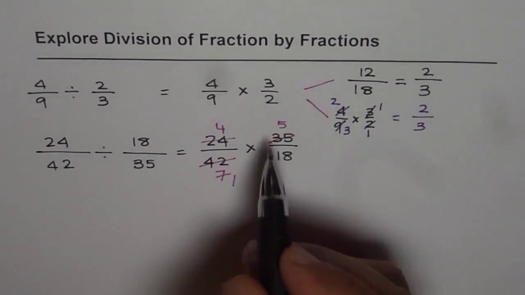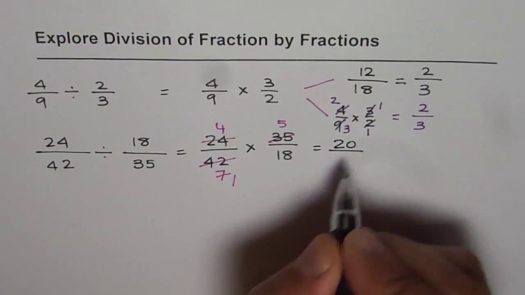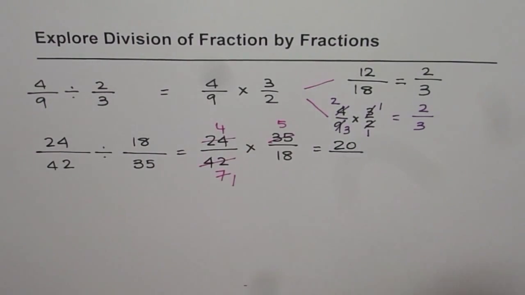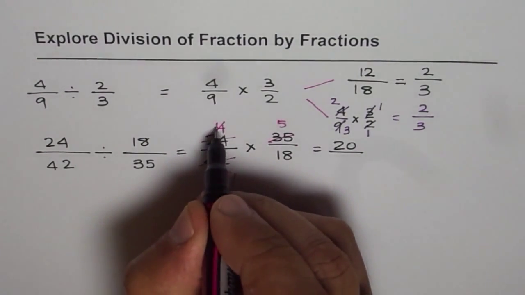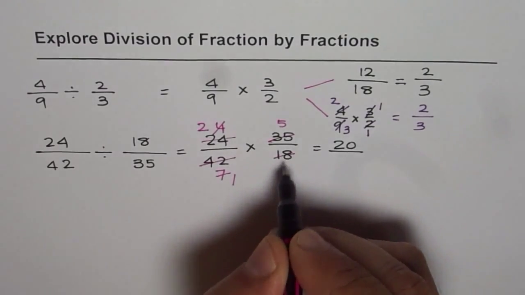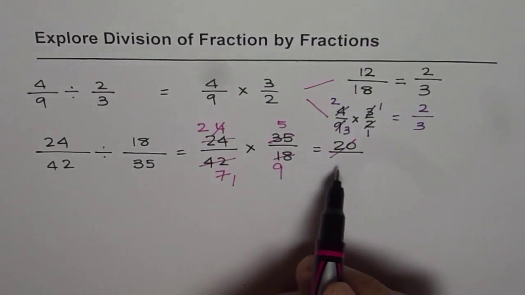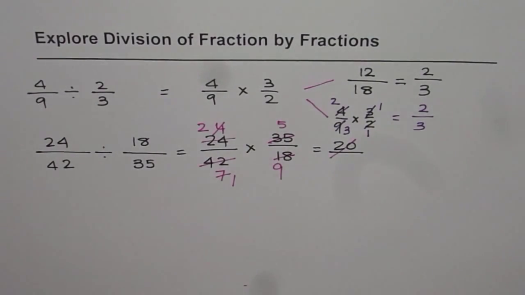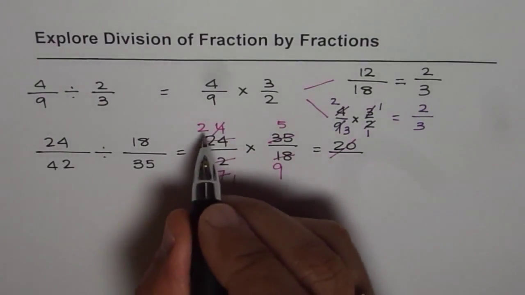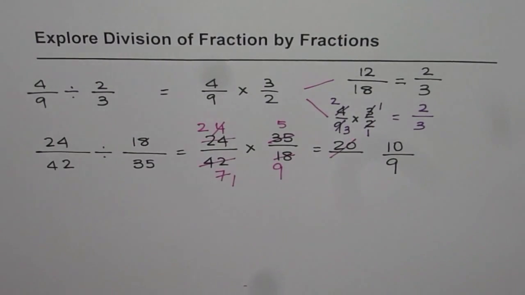Now let's multiply the numerators, which is 5 times 4 is 20, and the denominator is 18 for us, which we could simplify further, right? 2 is a common factor, so 4 divided by 2 is 2, 18 divided by 2 is 9. So we'll further simplify since we know there was a common factor left. Now we get 2 times 5 as 10, divided by 9, right? So we get 10 over 9.